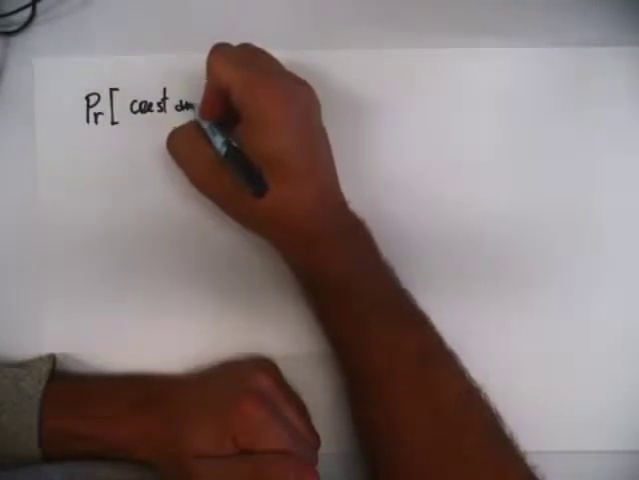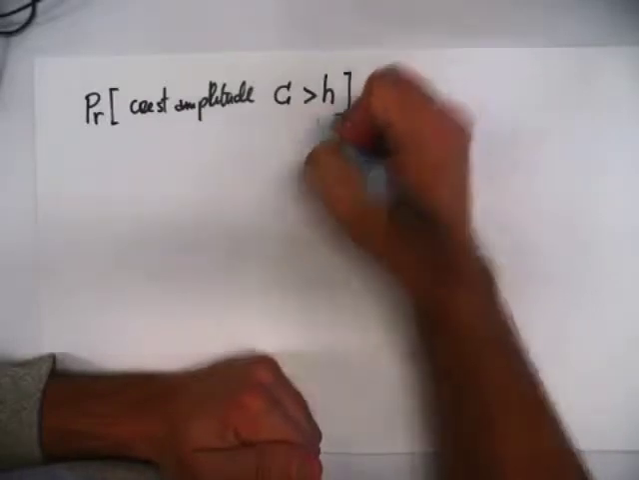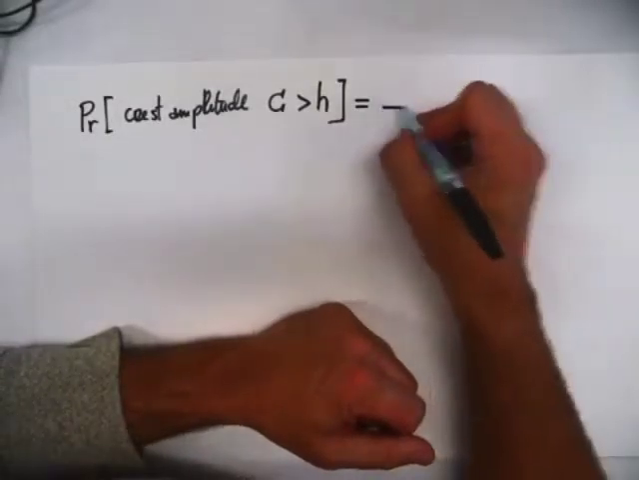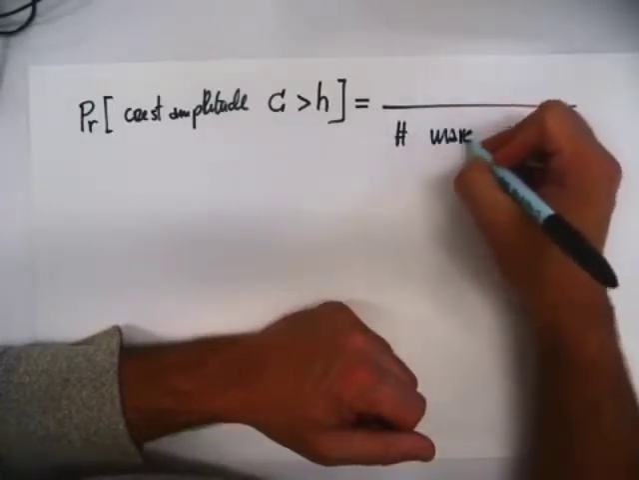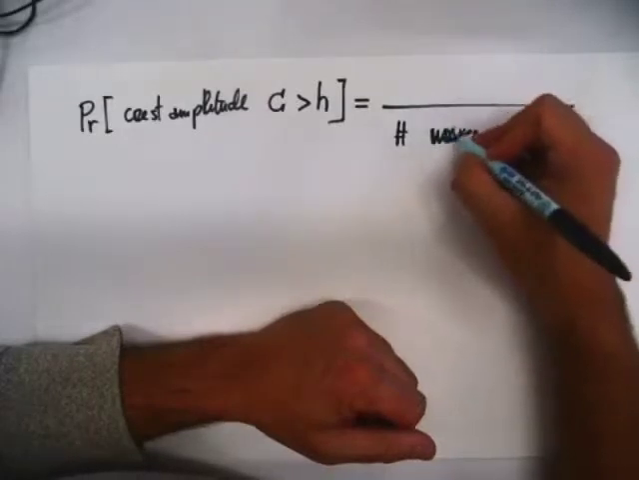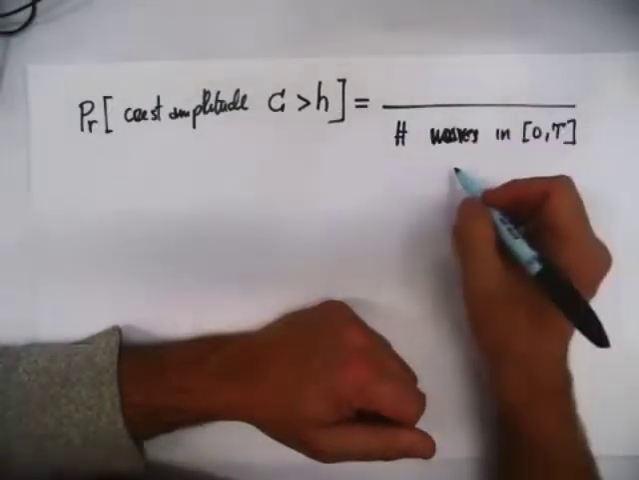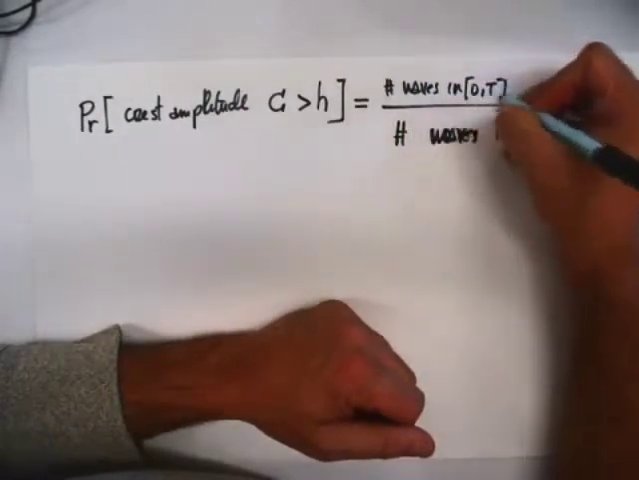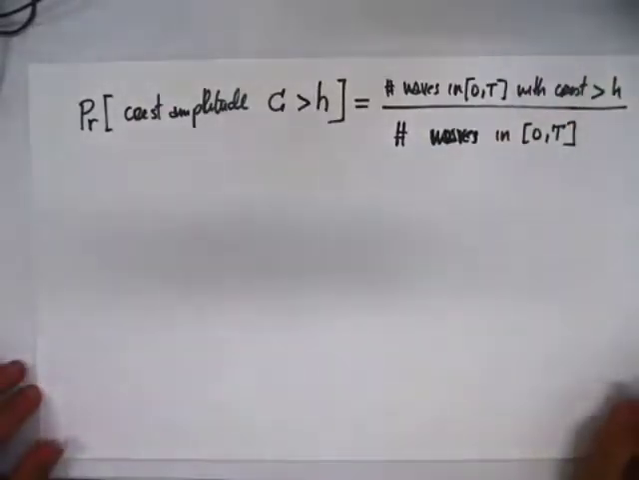I want to compute the probability that the crest amplitude C is greater than H. This probability, as an engineer, I always interpret as a ratio between what, in this case? The total number of waves in 0 to T on the denominator, and on the numerator the number of waves in 0 to T with crest greater than H. That's what I was simply counting, okay?